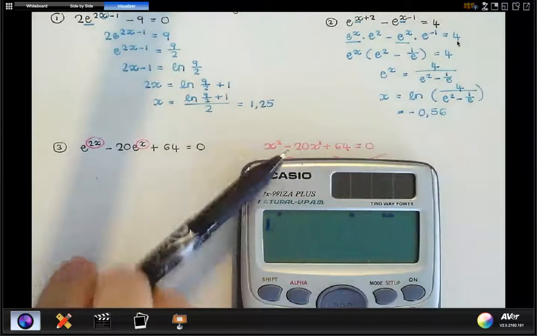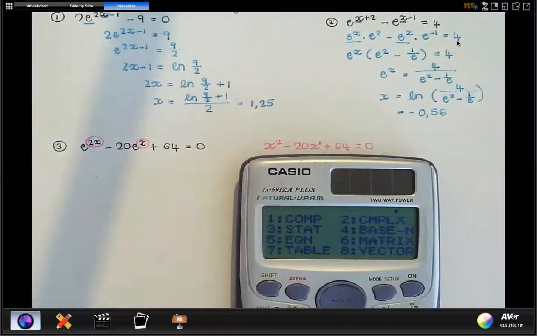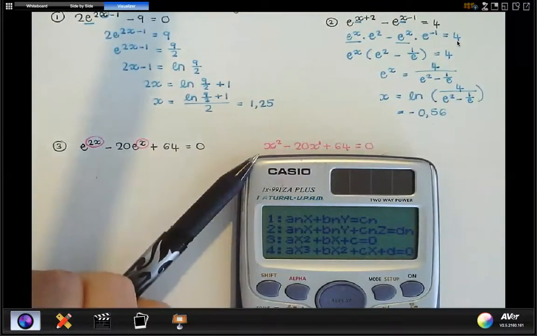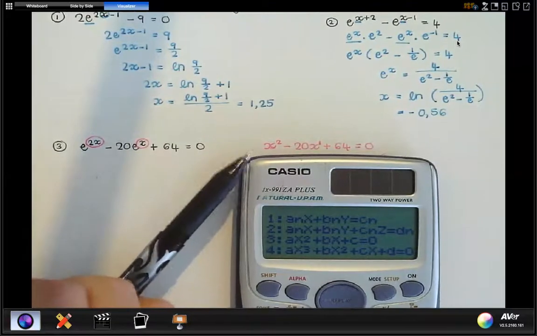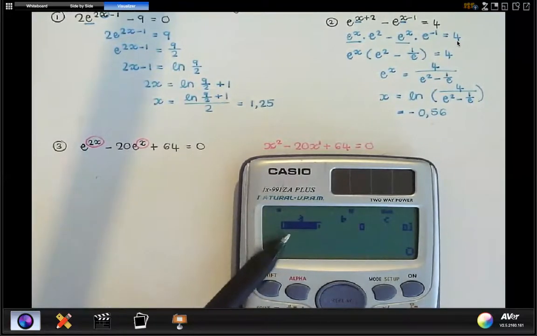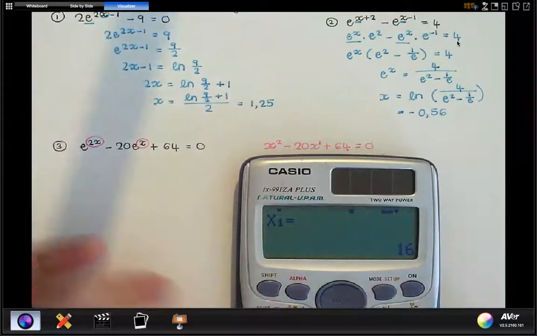Now, first I'm going to show you guys using this trinomial here. You're going to say mode, you're going to go to 5, which is equation, and now you need to select the type of equation that you're solving. We're solving a quadratic equation. So we're going to go to ax squared, so 3. Now it's giving you spots to fill in your a value, your b value, and your c value. Your a value here is 1, then you press equals. Your b value is negative 20, then you press equals, and your c value is 64, then you press equals. Press equals again. It will give you the first x value. They're saying here that x is 16.